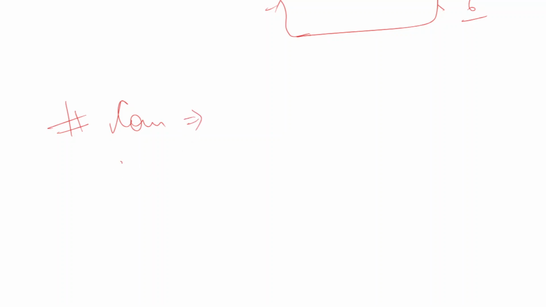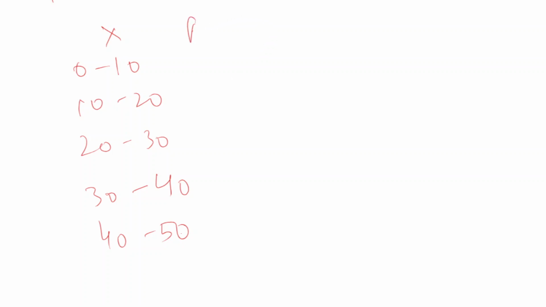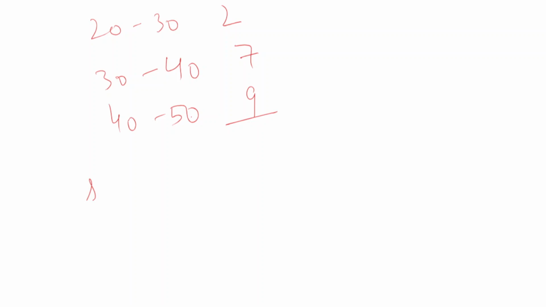I am plotting one example, that is for x it's 0 to 10, 10 to 20, then 20 to 30, 30 to 40, 40 to 50, and that's it. Let's plot for f. The f for this particular series is 3, 4, 2, 7 and 9. Let's do our first step.